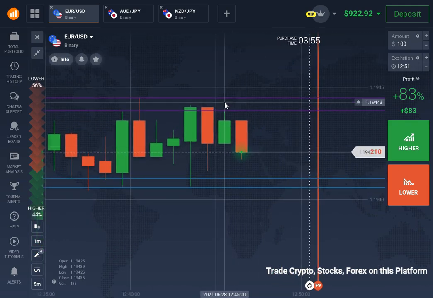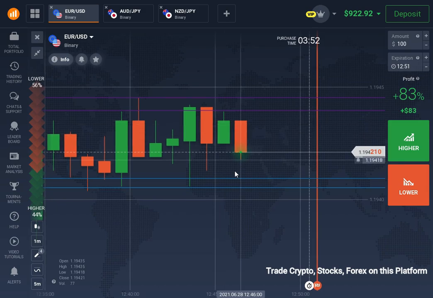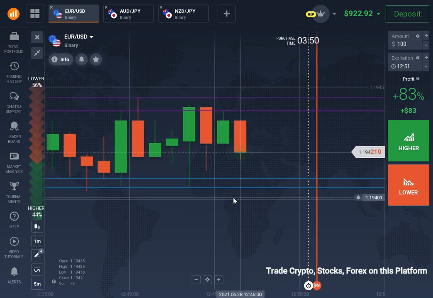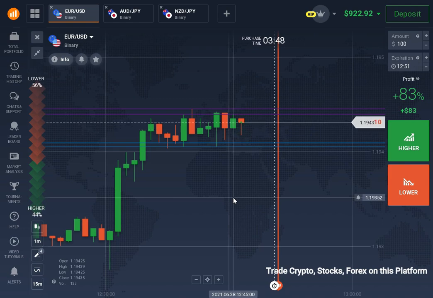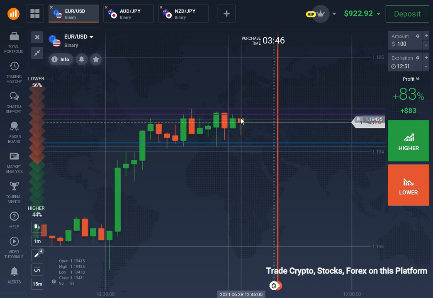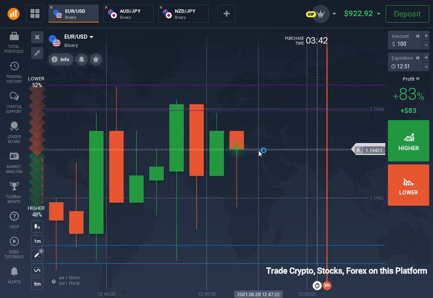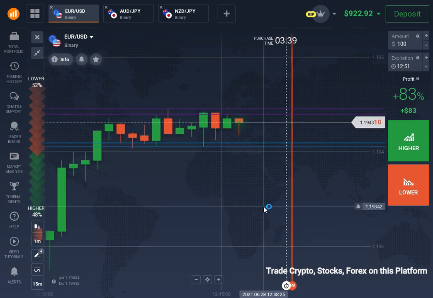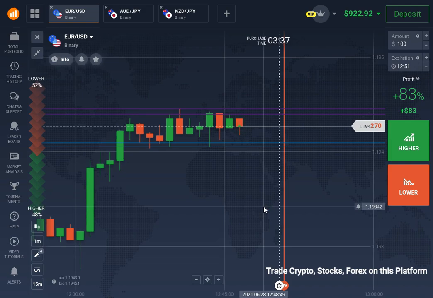Look at the volume here. You can see it's not that strong. That's why the market is not able to break this level. Let's wait.